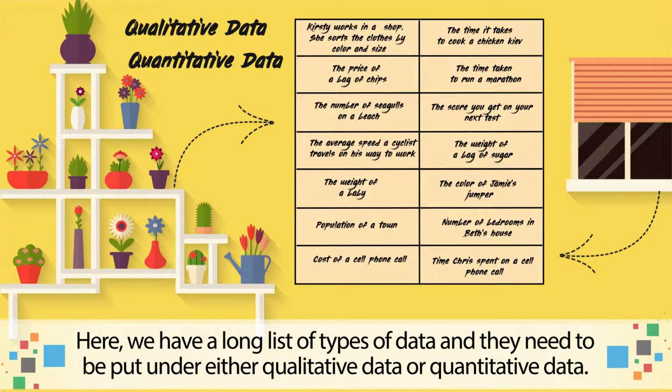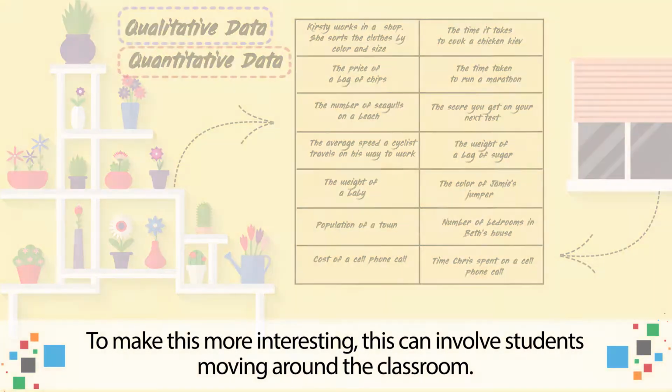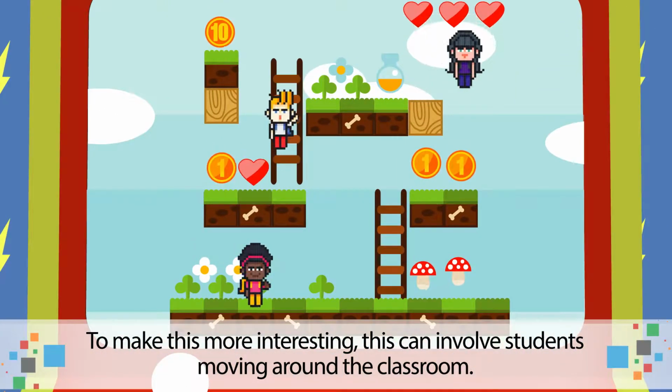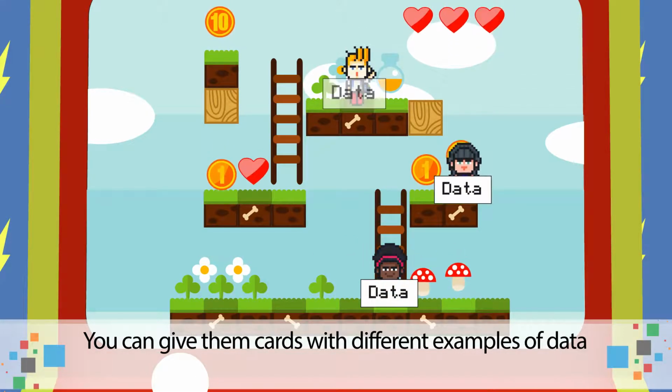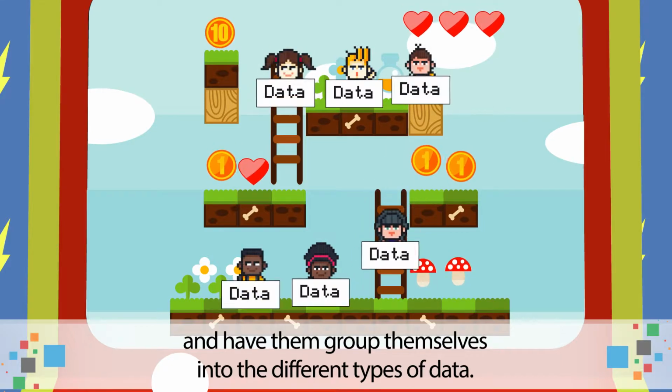Here we have a long list of types of data, and they need to be put under either qualitative data or quantitative data. To make this more interesting, this can involve students moving around the classroom. You can give them cards with different examples of data and have them group themselves into the different types of data.